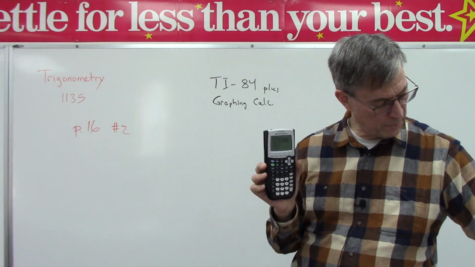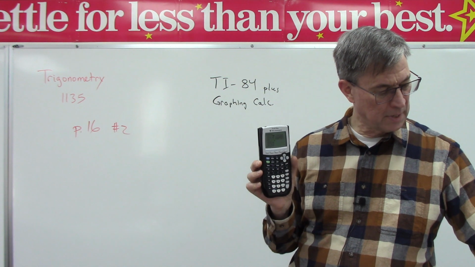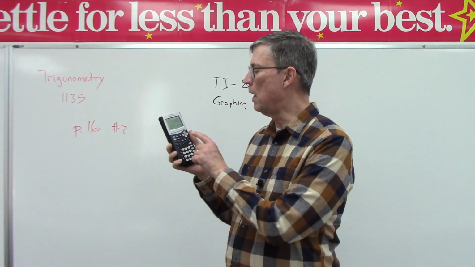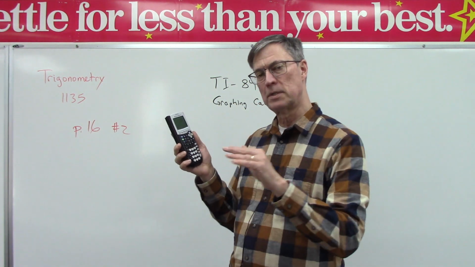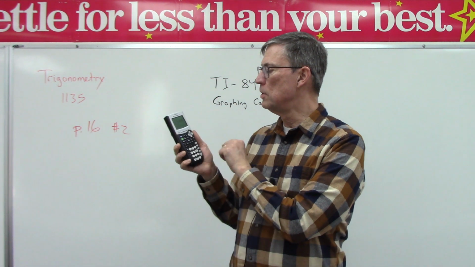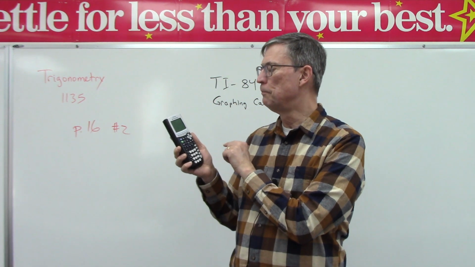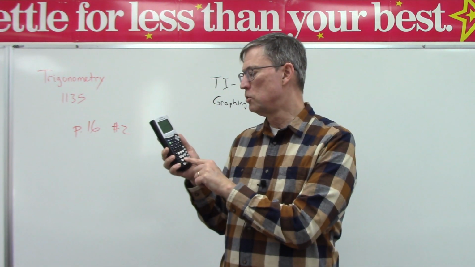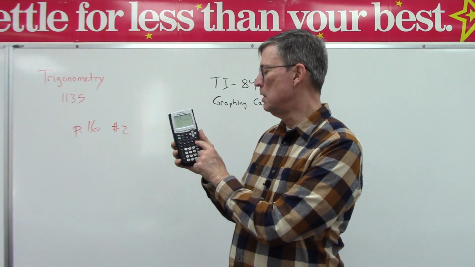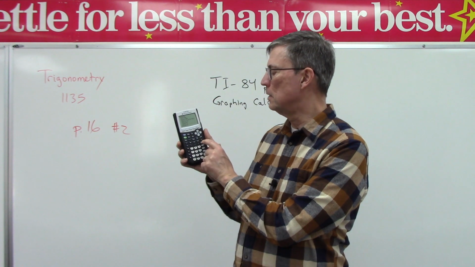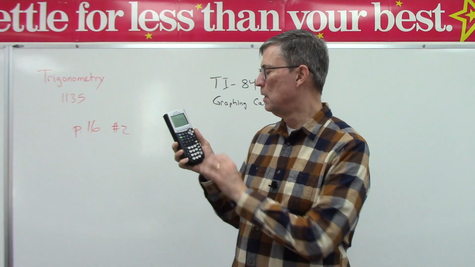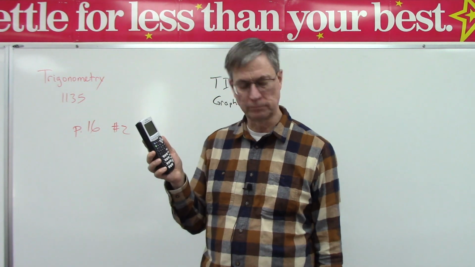All right, so on page 16, number 2, it says we're going to have the interval from 0 to 2 pi. So here for the x minimum, we want to put in 0. Go down to the next one. If you want to hit clear, you can. And then we're going to put in 2 pi. Remember how we do pi is we hit second function and then that blue pi, 2 pi.